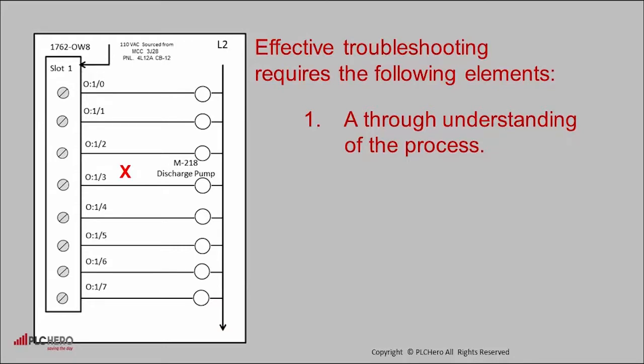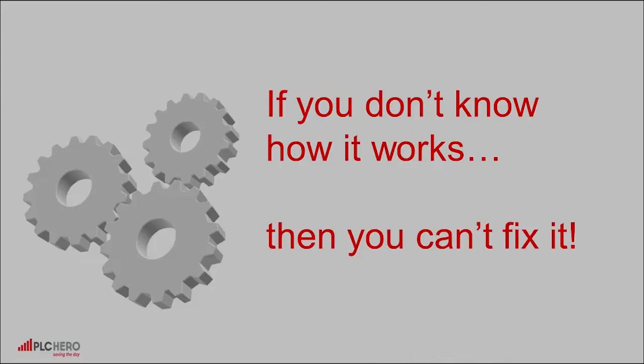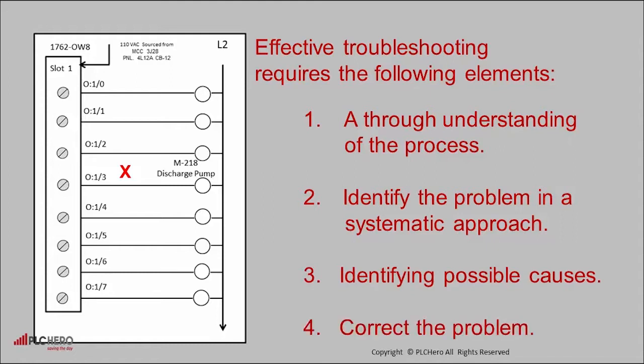Again, in way of review, effective troubleshooting requires the following elements. Number one, a thorough understanding of the process. And again, if you don't know how it works, then you can't fix it. Number two, identify the problems in a systematic approach. Number three, identify the possible causes. And number four, correct the problem.